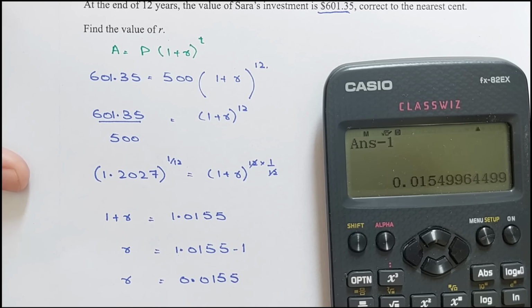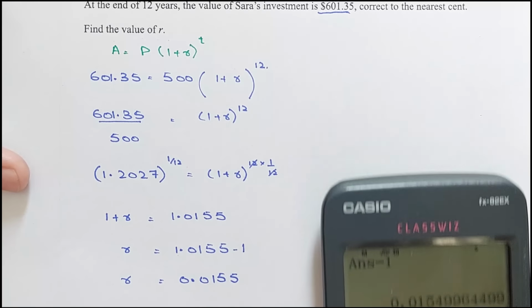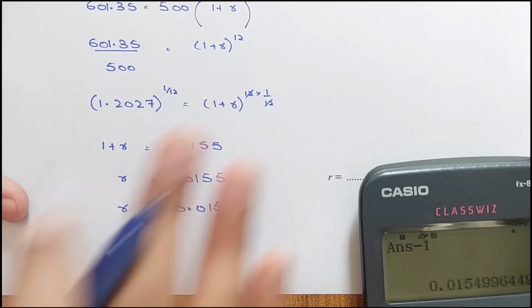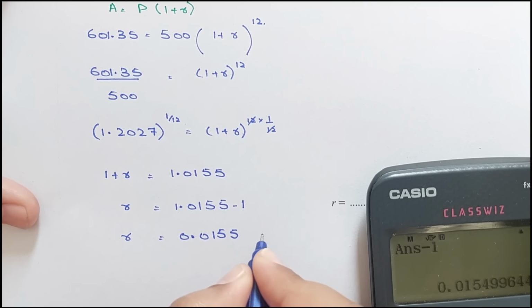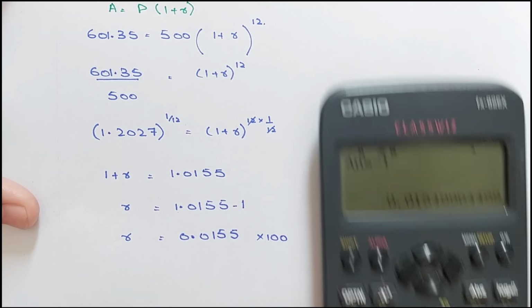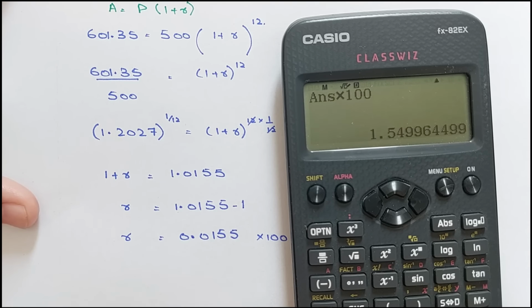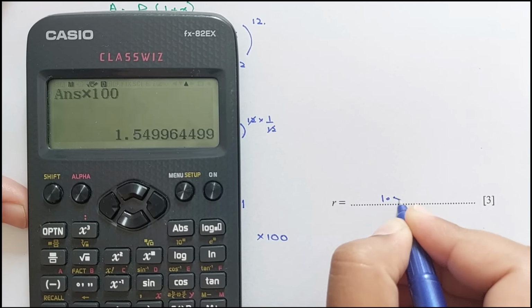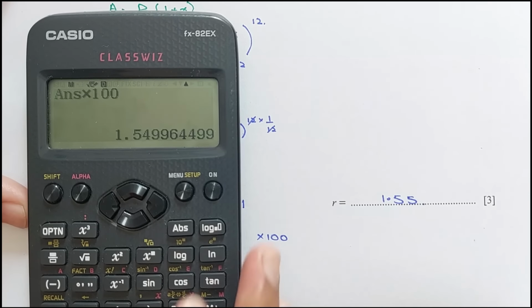0.0155. Alright, we have to find R in terms of percent, so we have to multiply it by 100. So times 100, which is 1.54 or 1.55. R, 1.55, is the interest rate.